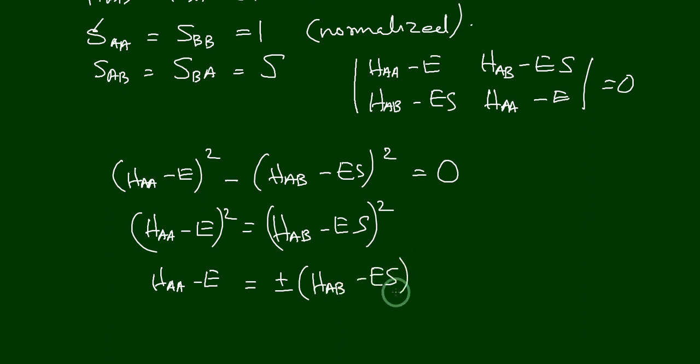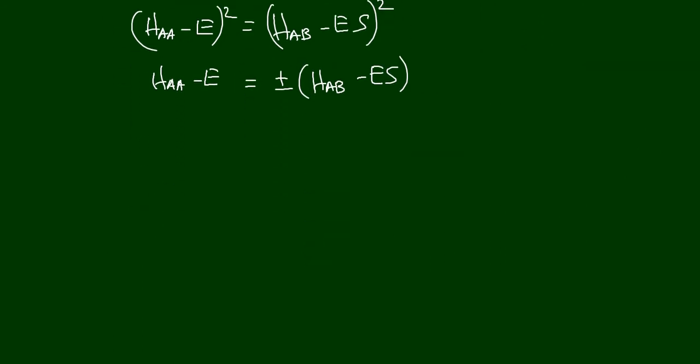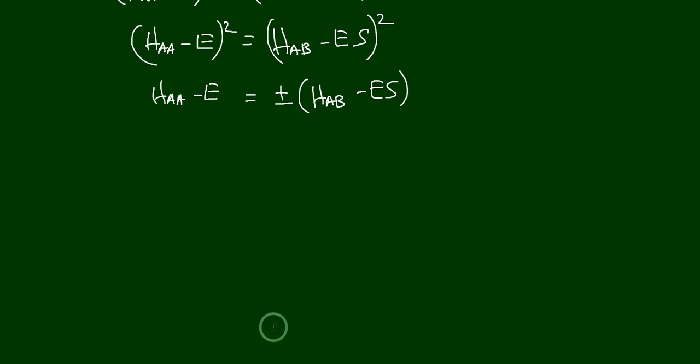Okay, so we have two conditions here. HAA minus E is equal to plus (HAB minus ES), or HAA minus E is equal to minus (HAB minus ES). Well, let us consider both cases.